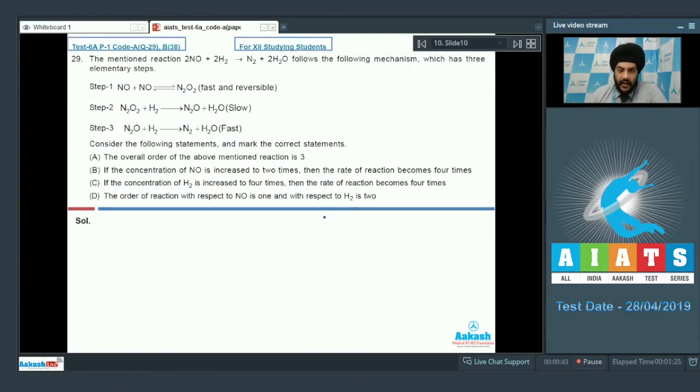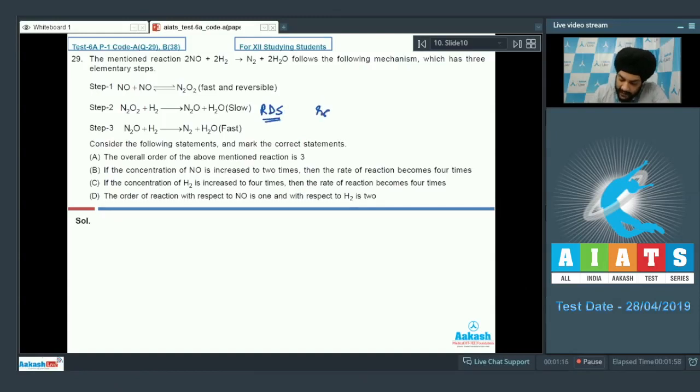The mentioned reaction 2NO plus 2H2 giving us N2 plus 2H2O follows the following mechanism, which has 3 elementary steps. So the 3 steps have been given to us. The examiner seems to be interested in the order of the reaction with respect to NO and H2. If we look at the steps, the second step is slow. It means that the second step is the RDS.